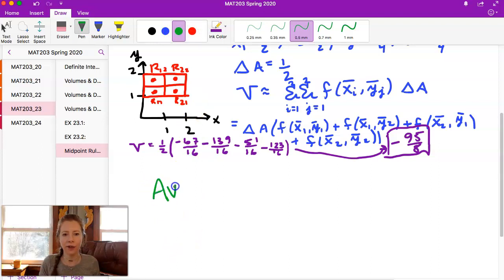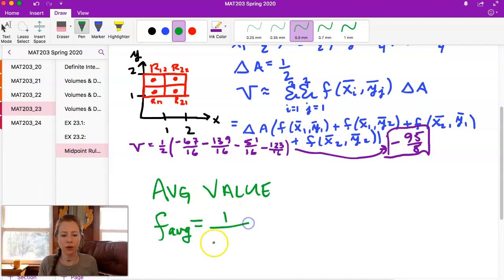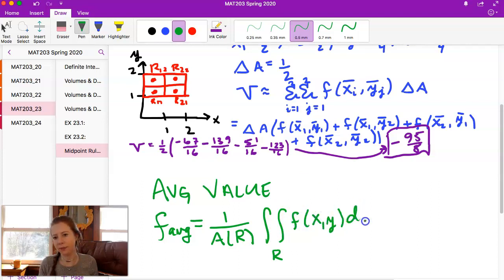So our definition of average value for a function is going to be f average. It's going to equal 1 over the area of our region times the double integral over our region of our function dA. Okay, so that gives you the average value because we're dividing by the area. So it's going to be per area.